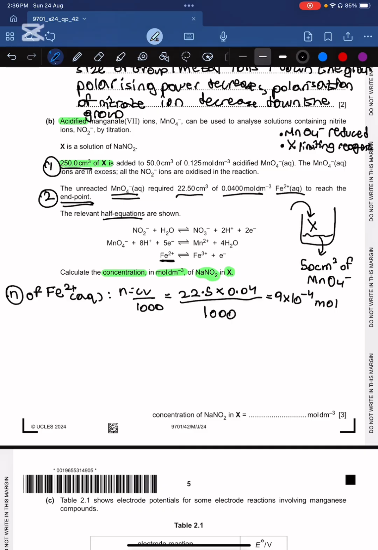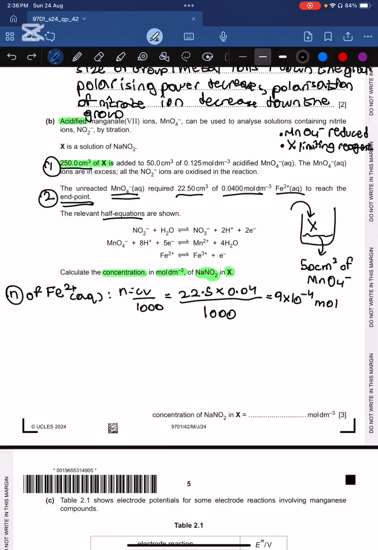But wait, I cannot do the stoichiometric ratio of going from Fe2 plus to MnO4 minus. Why is that? Because the equation is not balanced. When can I do the stoichiometric ratio? When I know the limiting reagent and what is in excess, and I need to know the balanced equation. How do I know that it is not balanced? 5 electrons and 1 electron. This is how I know this is not balanced.